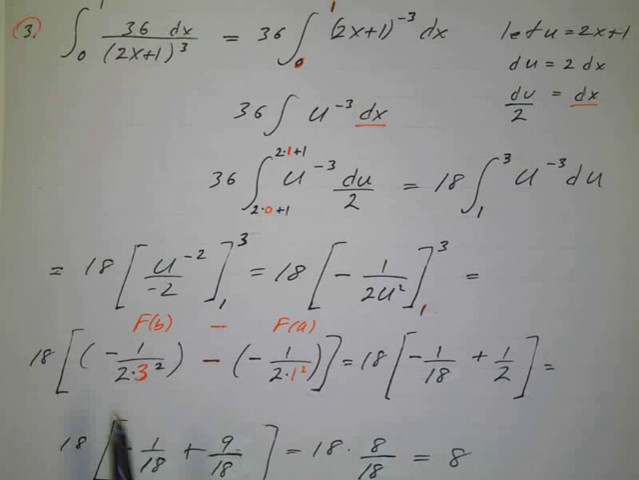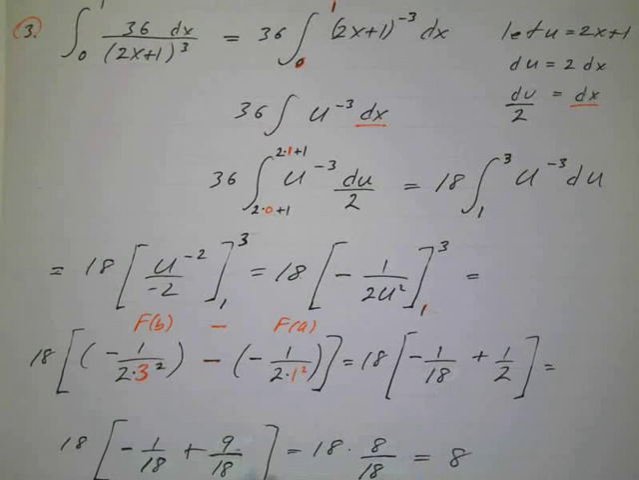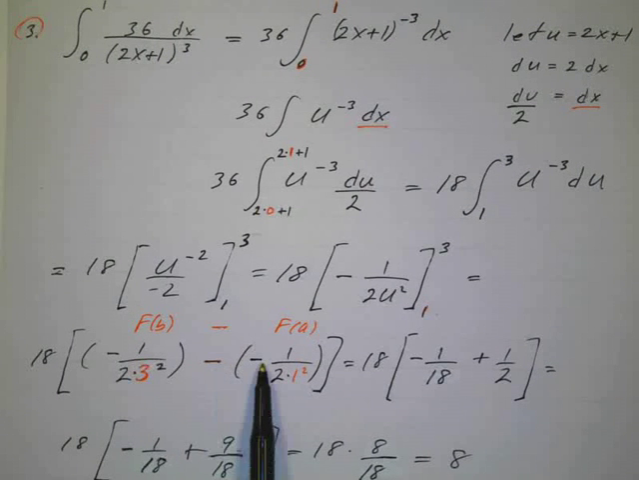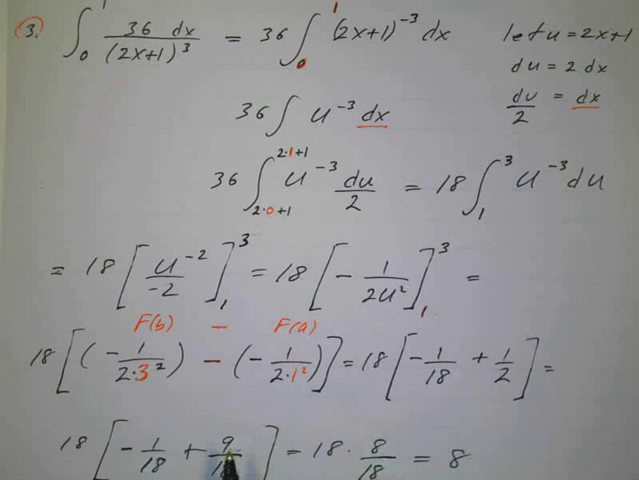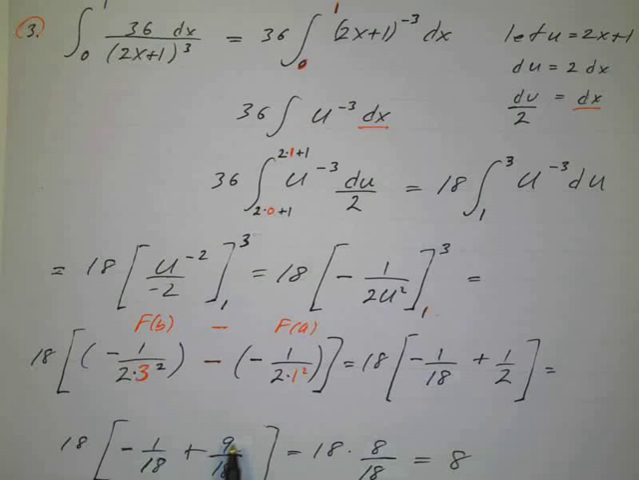Let me just simplify this. Okay, we have the 18 out in front. 9 times 2 is 18, so I got negative 1 over 18, and then this is a negative times a negative is a positive, and 1 over 2. So if I make this all over a common denominator of 18, 1 over 2 is the same thing as 9 over 18. And 9 over 18 minus 1 over 18 is 8 over 18, so I've got 18 from here times 8 over 18, and that's just 8.